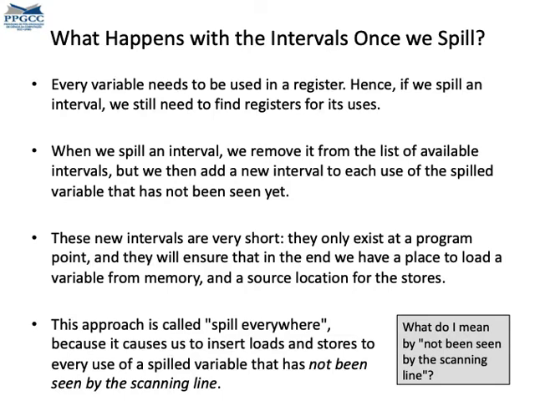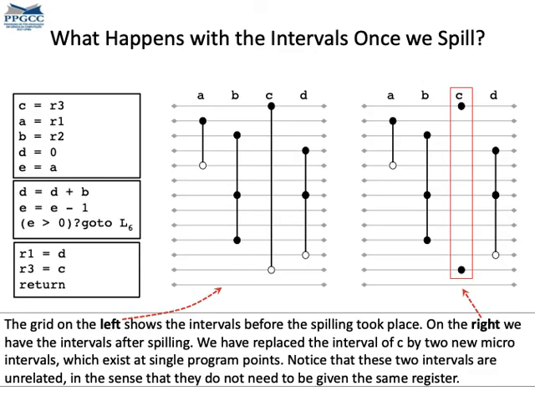When we spill a variable, we are modifying the interval associated with that variable. The original description of the algorithm uses a very simple approach. We replace the interval with micro-intervals, one for each use of the variable yet to be visited by the scanning line. This approach is called spill everywhere, meaning that we do not recycle the same load for several uses of a single variable.